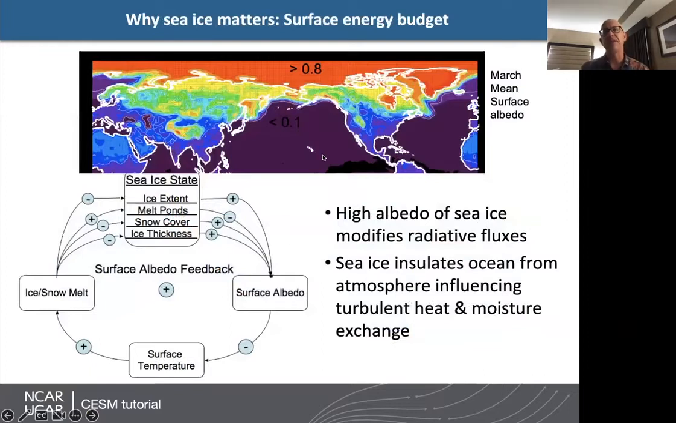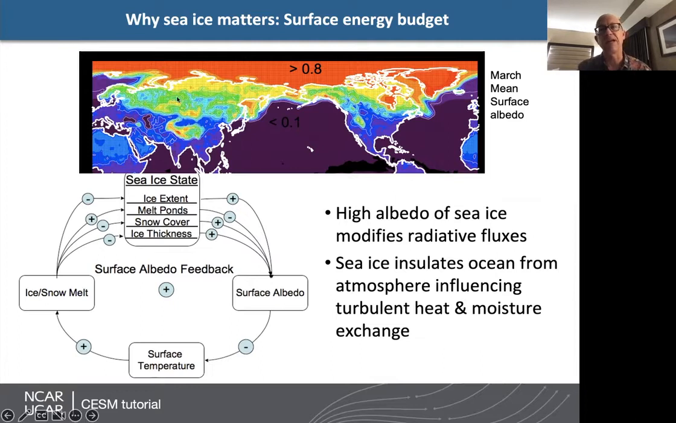Here's another neat slide to look at. What you can see here is generally the open ocean areas, the dark areas, have an albedo of about 0.1. So what that means is only 10% of the sun's radiation is reflected back to space in the open ocean areas. Whereas over the sea ice, especially snow-covered sea ice, it's more like 80% of that radiation that gets sent back to space.